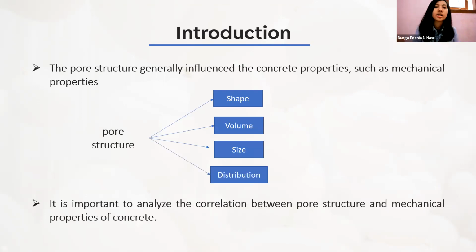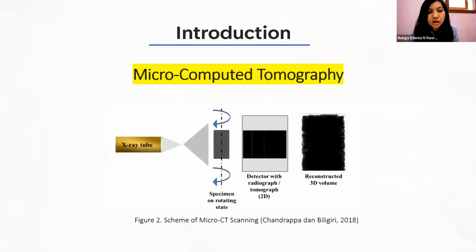That's why it is important to know the correlation with this pore structure that influences the compressive strength of this concrete. And then the technique that I will use in this research is using microcomputer tomography. So a basic principle of this technique is that it utilizes an X-ray produced from an X-ray tube, and then this X-ray will pass through the specimen in a rotating state, and the X-ray will be attenuated.